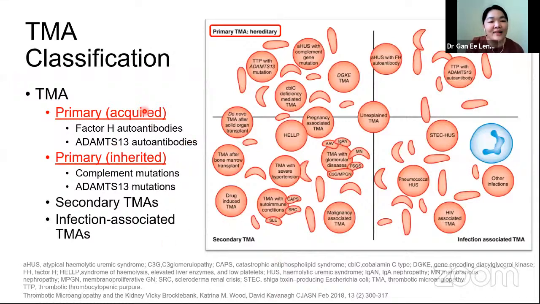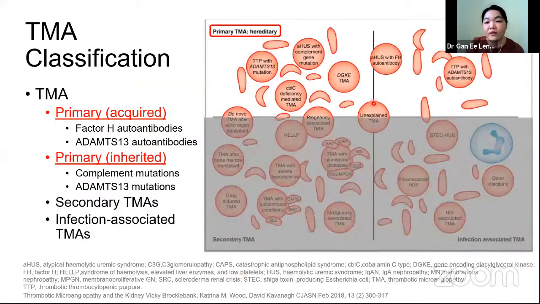So TMA is classified into primary and secondary TMA. I find this chart very interesting and it can help us in remembering the possible causes for TMA. So TMA, we've got primary and secondary. If you look at each column, let's focus on the top. This is primary TMA. It means that the TMA is not related to other illnesses. We can have hereditary primary TMA or acquired. The acquired form of primary TMA will be our TTP because of the autoantibody.